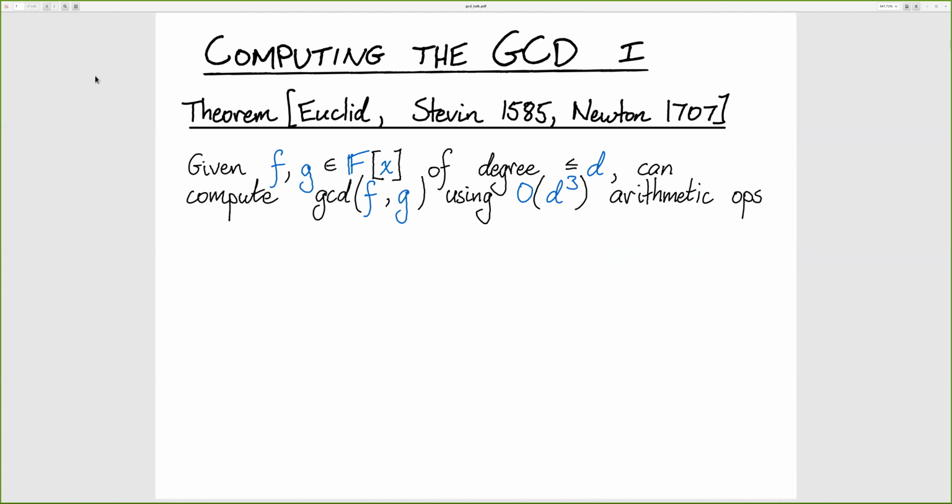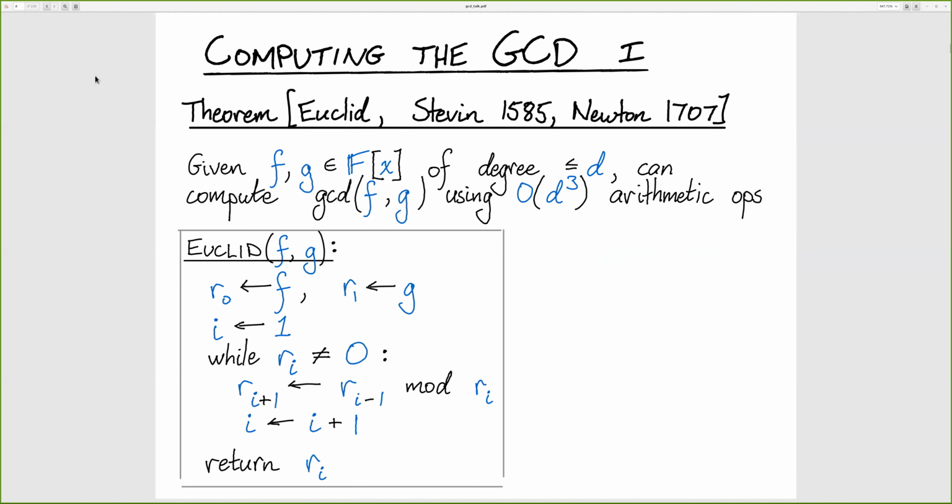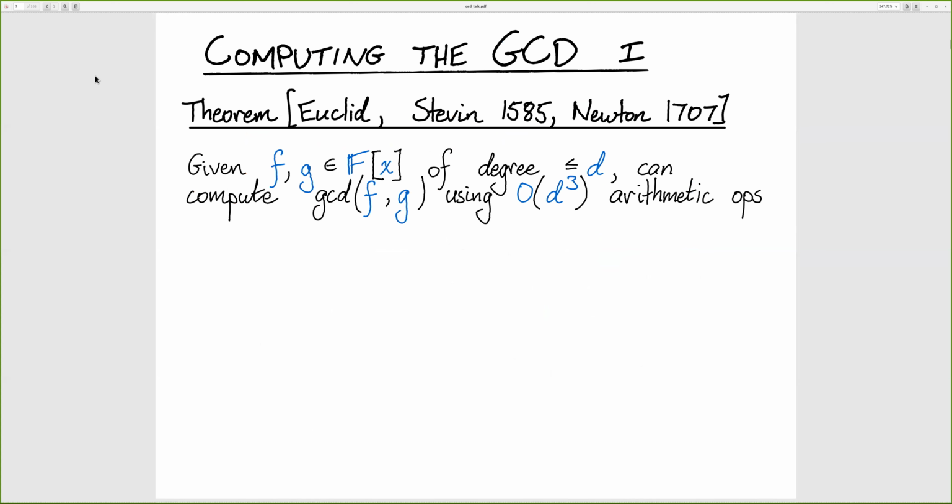So what do we know? Well, we know that you can actually compute the GCD in polynomial time, and you can do this at least on its face without any kind of factorization. This is the Euclidean algorithm. It's a polynomial time algorithm. Let me remind you what this algorithm does.